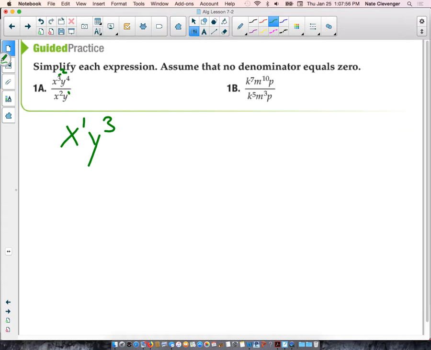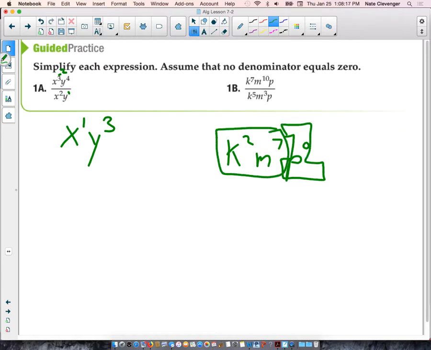So you could still write these, so k to the second, m to the 7th, p to the 0th. You can write it with p to the 0th, but since the value of p to the 0th is 1, it's okay to just drop that. If this is 1, does that change what this product is at all? 1 times this would just be this. So you could write it as just that. Because it's 1 times whatever it is, it's still just going to be whatever it has.